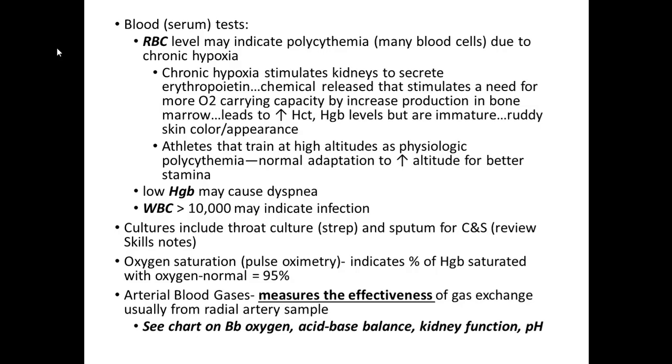When the person has chronic hypoxia, the kidneys are secreting more erythropoietin. I can't say the word, don't laugh at me. Which stimulates the bone marrow to make more red blood cells. So the hemoglobin and the hematocrit are up, but they're immature. They're not ready to carry the amount of oxygen that it needs to. So the person actually has this ruddy skin color. I don't know if you guys have ever noticed it. Like if you see somebody with the barrel chest carrying the oxygen, they're usually like a gray color.